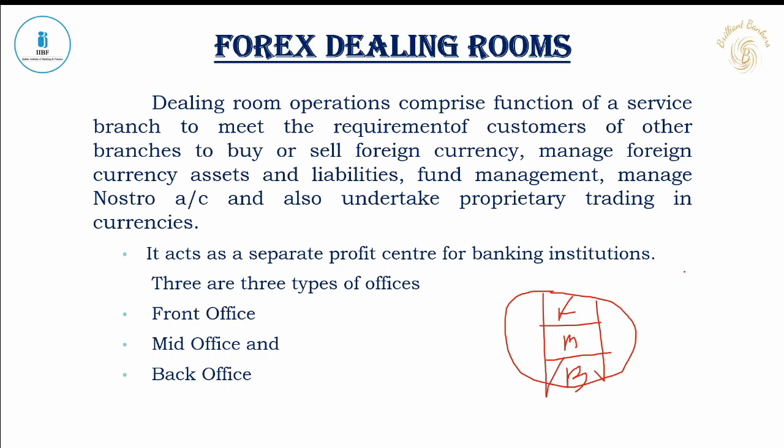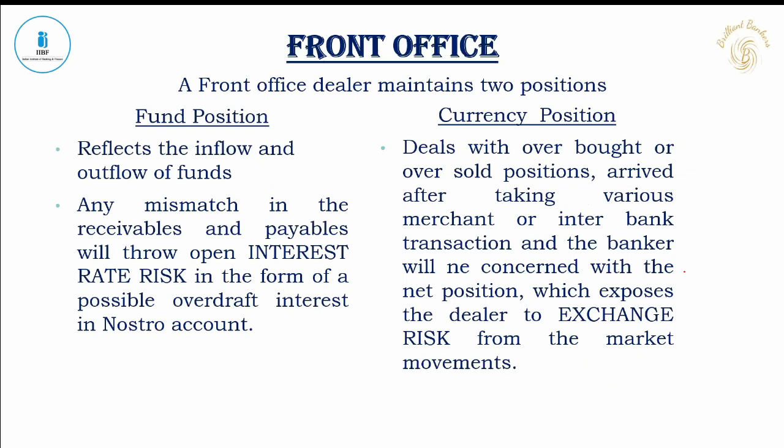And what do they manage? The function of a service branch is to meet the requirement of customers of other branches to buy or sell foreign currency, manage foreign currency assets and liabilities, fund management, manage the nostro account of the bank, and also undertake proprietary trading in currencies. It acts as a separate profit center for banking institutions. There are three types of offices: the front, the mid, and the back office.